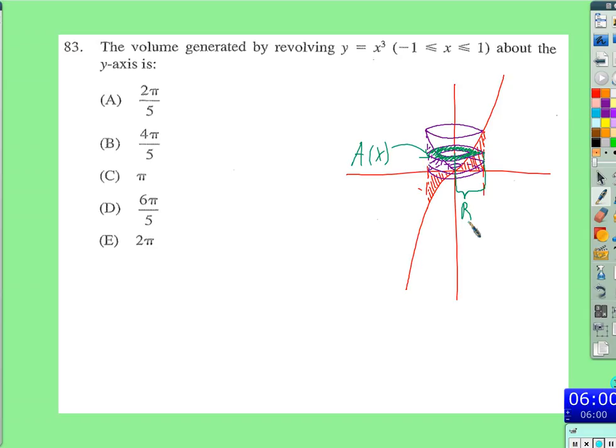We can take the big area minus the small area. So how big is that big radius? One. Sure? Yeah, it's one. This sine is at one. Good job. So the big radius is one. Okay, how about this smaller radius?